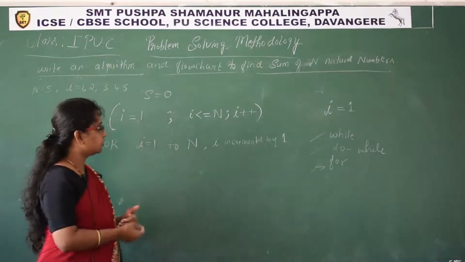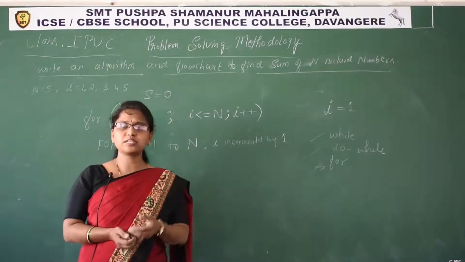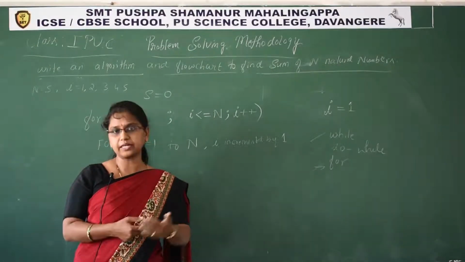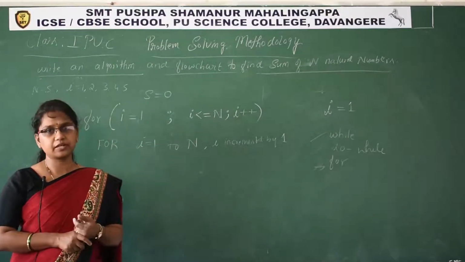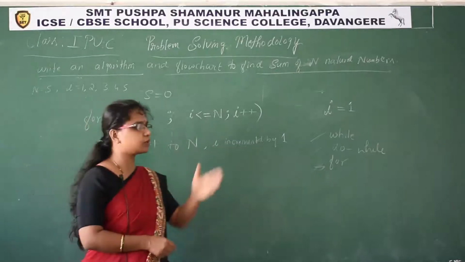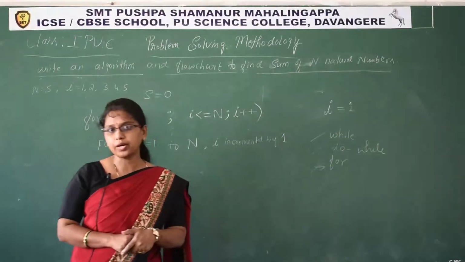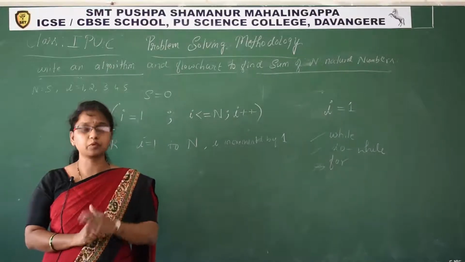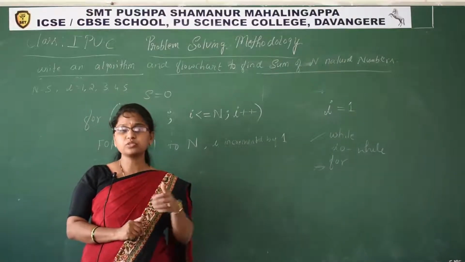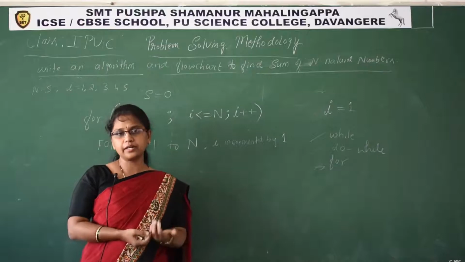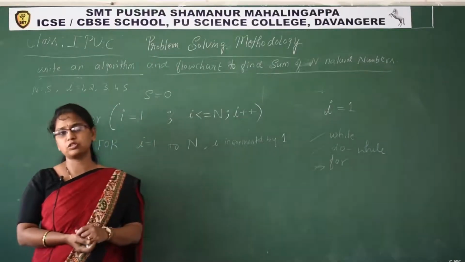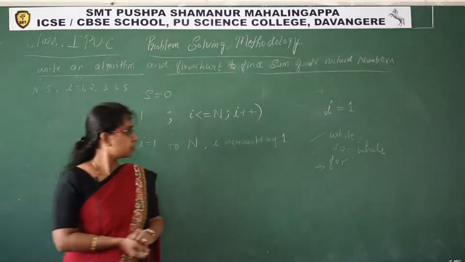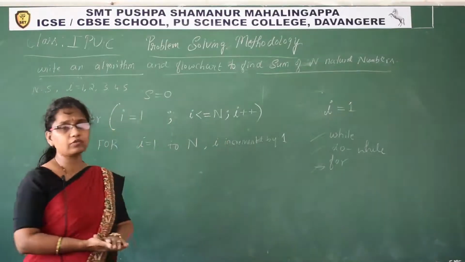Whenever you want to execute the same set of instructions repeatedly, we use looping statements. There are three looping statements: while loop, do while, and for loop. These are facilities readily available in the programming language. So what is the working rule of those?